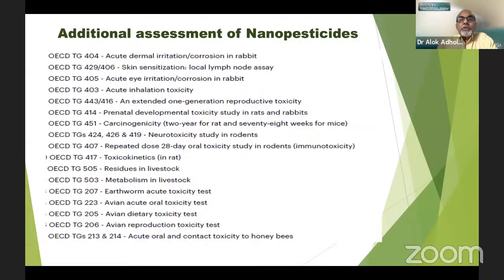The additional assessment of nanopesticides, as I mentioned in the beginning, was also included so that the nanopesticides area takes care of those additional requirements which are required by the Insecticide Board or Pesticide Board of India.